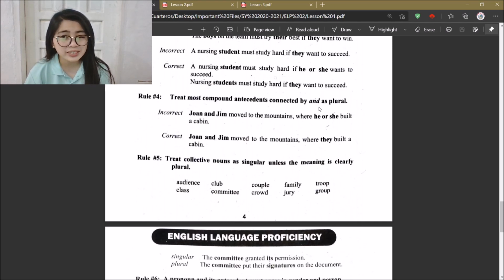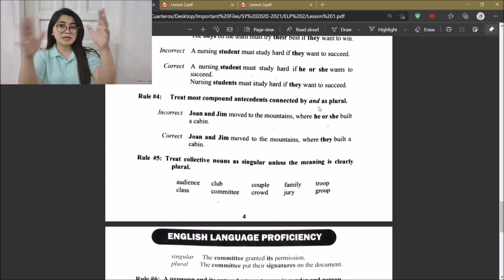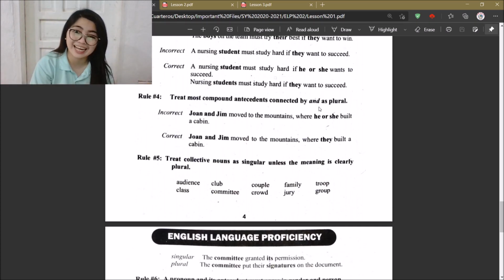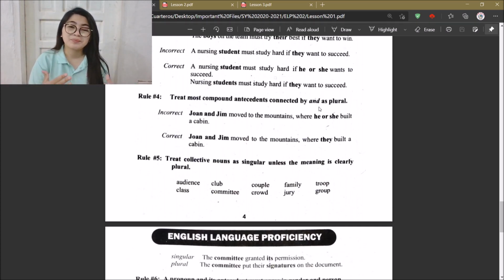So yun nga sinabi ko kanina, compound means parang na-mix. Na-mix na sila. Okay? So, and it should be in plural form. So hindi naman, kasi minsan magkakamali tayo, ma'am, kasi yung Joanne, she yun, ma'am. Tapos yung Jim, he yun, ma'am. Diba? May mga ganun tayong terms eh. But yun nga sabi ko, pag yung subject natin ay connected by and, it should be in plural form. So, Joanne and Jim moved to the mountains where they built a cabin.